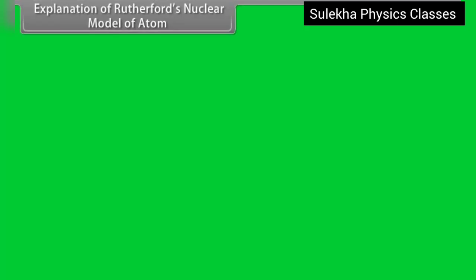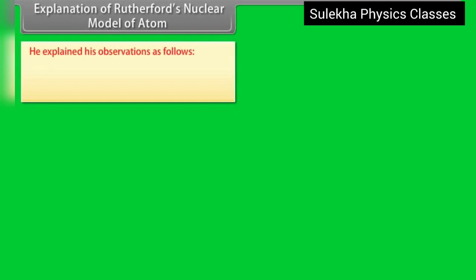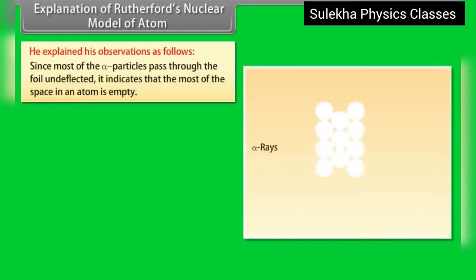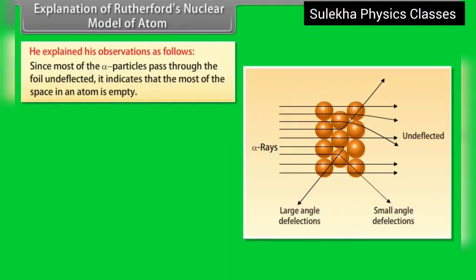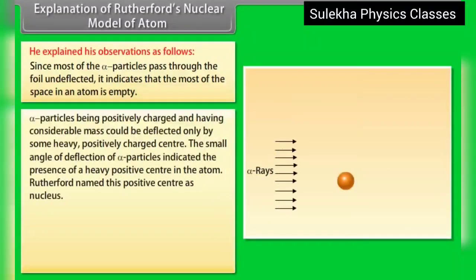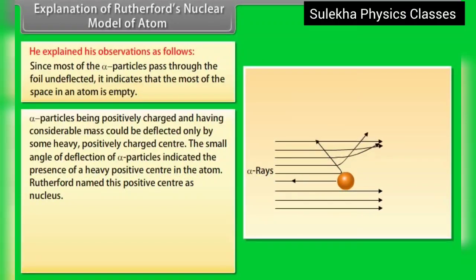Explanation of Rutherford's nuclear model of atom. He explained his observations as follows. Number 1. Since most of the alpha particles pass through the foil undeflected, it indicates that most of the space in an atom is empty. Number 2. Alpha particles, being positively charged and having considerable mass, could be deflected only by some heavy positively charged center. The small angle of deflection of alpha particles indicated the presence of a heavy positive center in the atom. Rutherford named this positive center as nucleus.